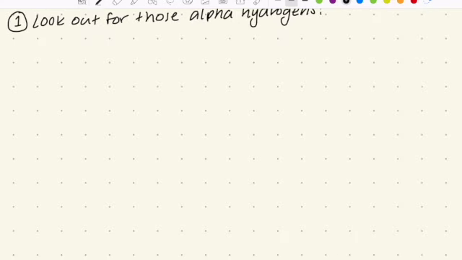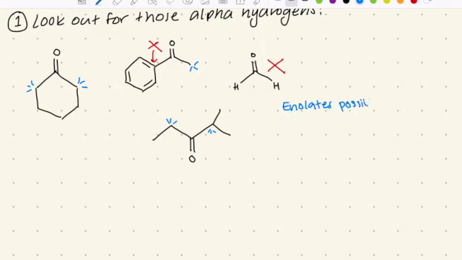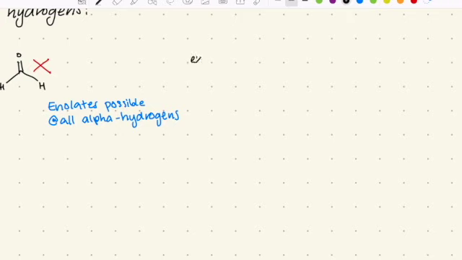First, make sure to look out for those alpha hydrogens. There might be alpha hydrogens present on both sides of the carbonyl group. This is not ideal, and I'll show you this later. Just always make sure to take a look at your molecule before you begin the reaction mechanism to make sure there aren't different enolates possible. As you can see here, when there's a phenyl group on one side or it's an aldehyde, you're not going to have this issue, but this is something you want to make sure to look out for.